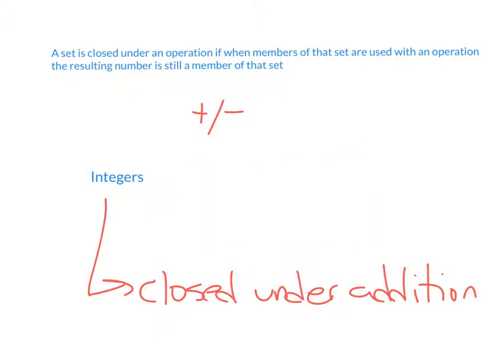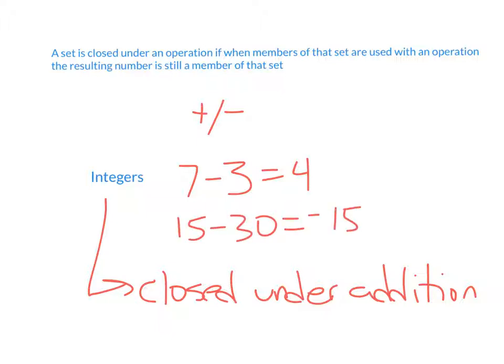So what about subtraction? Is there any two integers that you can think of or use that when you subtract them, the answer would not be an integer? And the answer is, again, no. So not only are integers closed under addition, but they're also closed under subtraction.